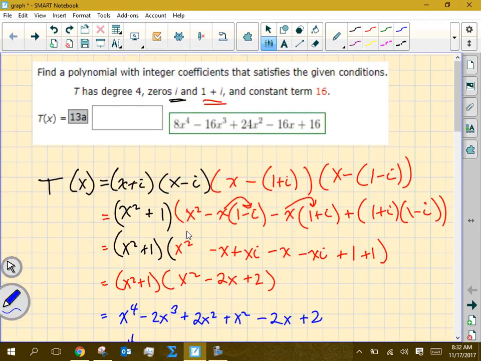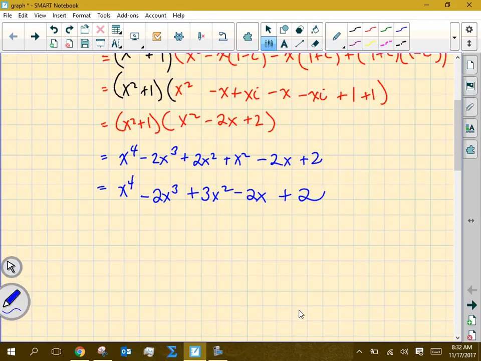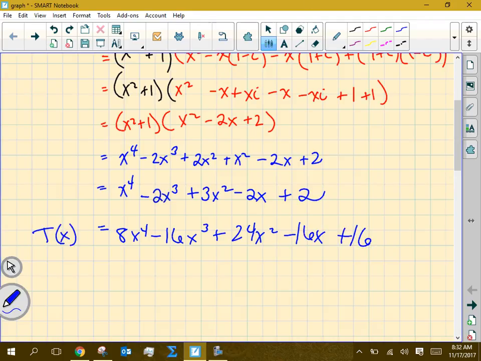Because they said that my constant term had to be 16, right? What's my constant term right now? 2. How can I make that grow into a 16? Yeah, multiply by 8. But I've got to multiply everything by 8, right? So I have 8x to the 4th minus 16x cubed plus 24x squared minus 16x plus 16. And there is the t of x that we're looking for.